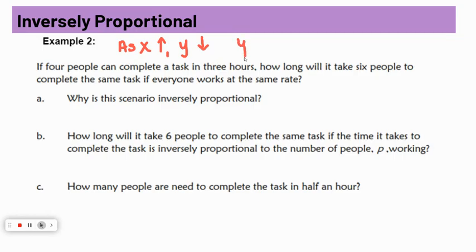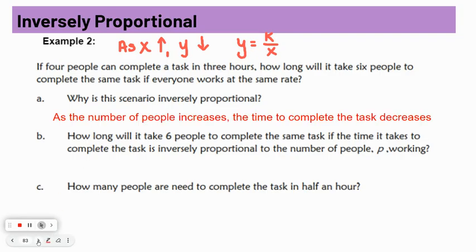Inversely proportional is always going to be written in this form: y equals k over x. And k is some constant that we're going to have to solve for. This particular one is inversely proportional because as the number of people increases, the time to complete our task is going to decrease.